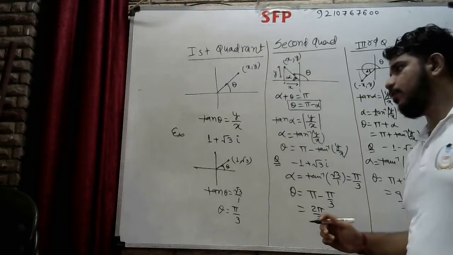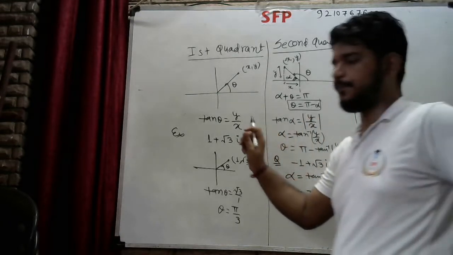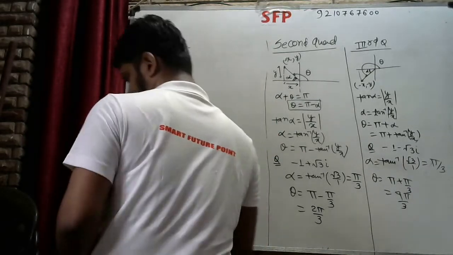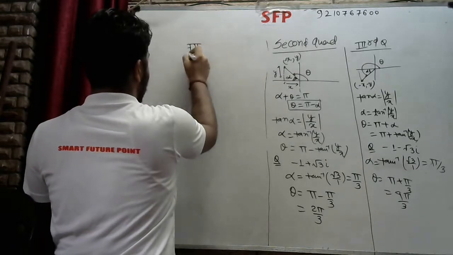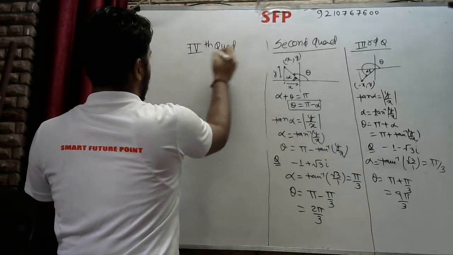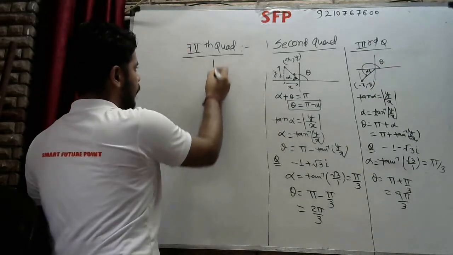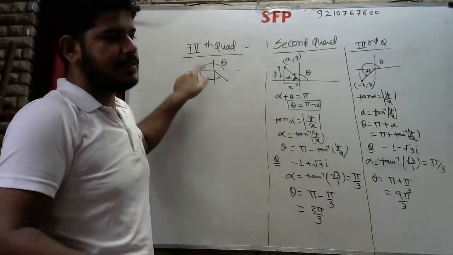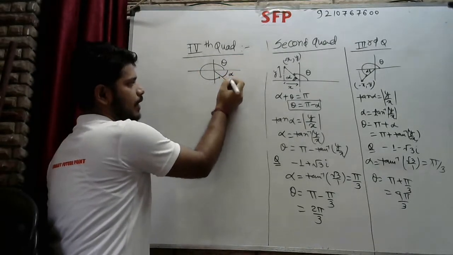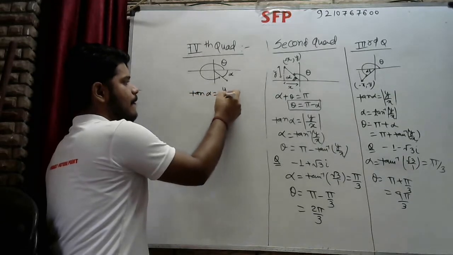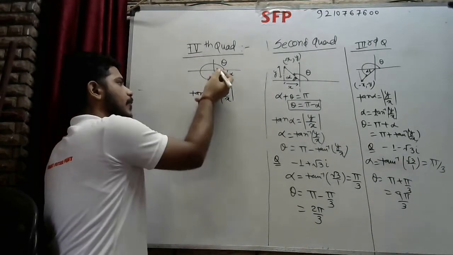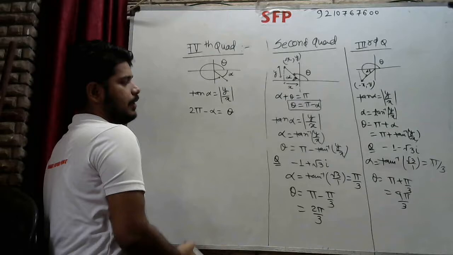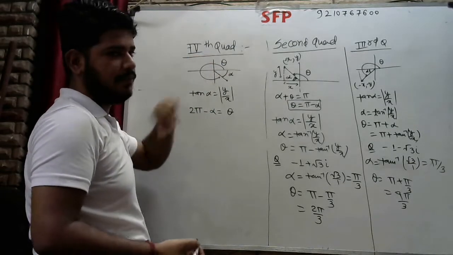Fine. Now I'm going to take on the fourth quadrant. Suppose this is your fourth quadrant. In the fourth quadrant, this is your theta. I mean, this is your argument, but how can we find it? We can find the alpha here. Alpha we know is y by x. We can say that 2 pi minus alpha is your theta. 2 pi minus alpha is theta.